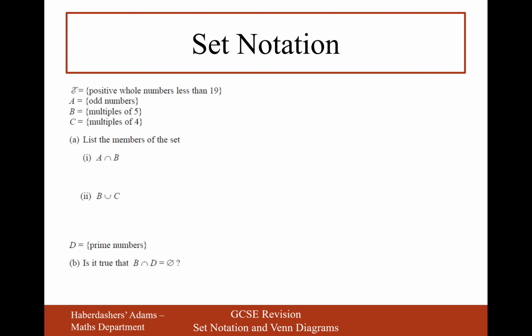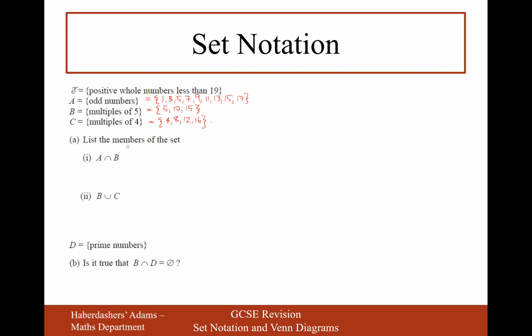Okay, so in this question, we're considering all the whole positive numbers less than 19. A is the set of odd numbers, so that's 1, 3, 5, 7, 9, 11, 13, 15, 17. Multiples of 5 will be 5, 10, and 15. And multiples of 4 will be 4, 8, 12, 16.